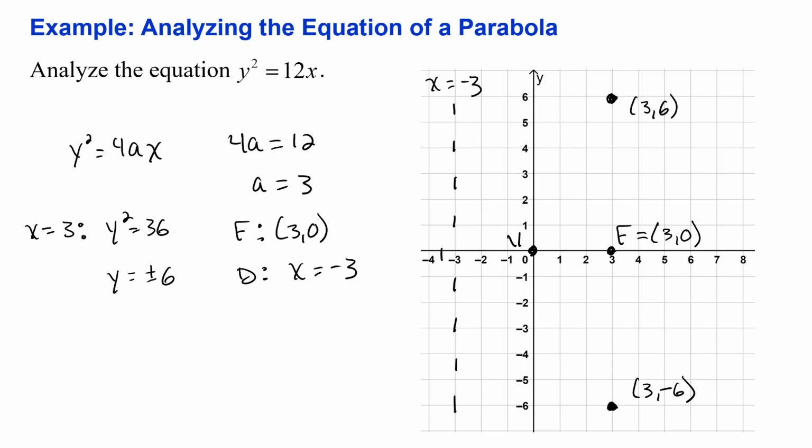We're not going to actually sketch that line segment because these 2 points lie on the parabola. So now that we've plotted all of the guiding information, let's draw the parabola from the vertex through the point (3, 6) and from the vertex through the point (3, -6).